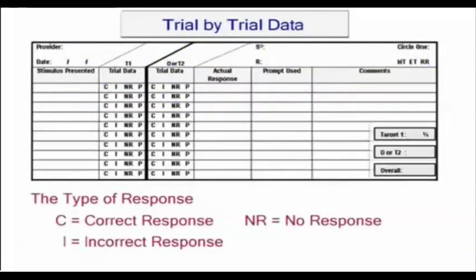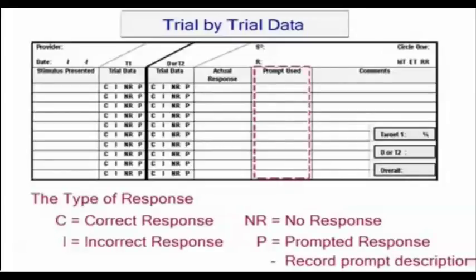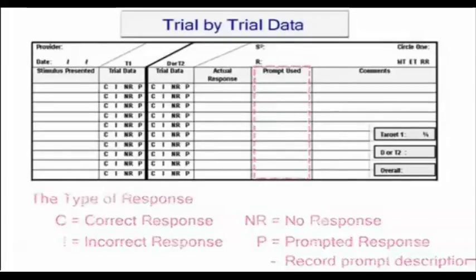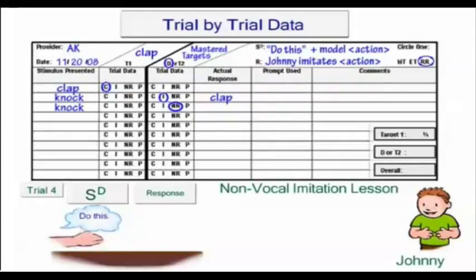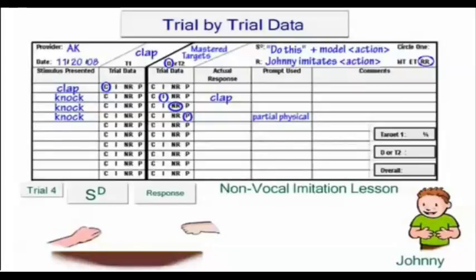Lastly, when a therapist presents a prompt in addition to the SD, the child's response is considered prompted and the P is circled. Additionally, a description of the prompt is recorded in the column labeled Prompt Used. For example, on the fourth trial, Alice presented the SD, "Do this," knocked on the table with her left hand, and with her right hand gently guided Johnny's hand toward the table. Alice circled P for prompted response in the distractor column, and then recorded the prompt she used, a partial physical prompt, to increase the probability of a correct response from Johnny.